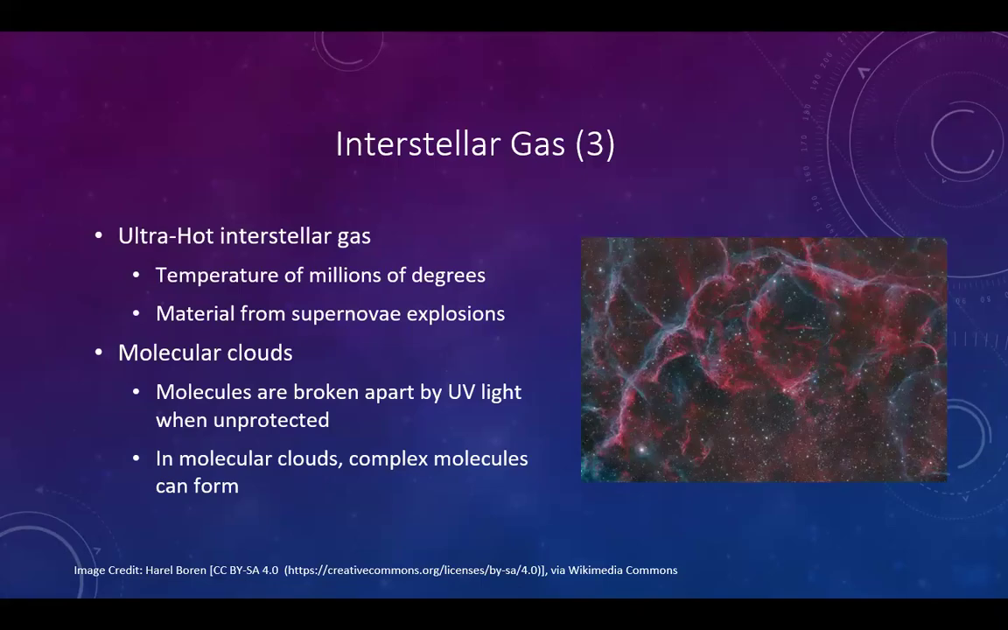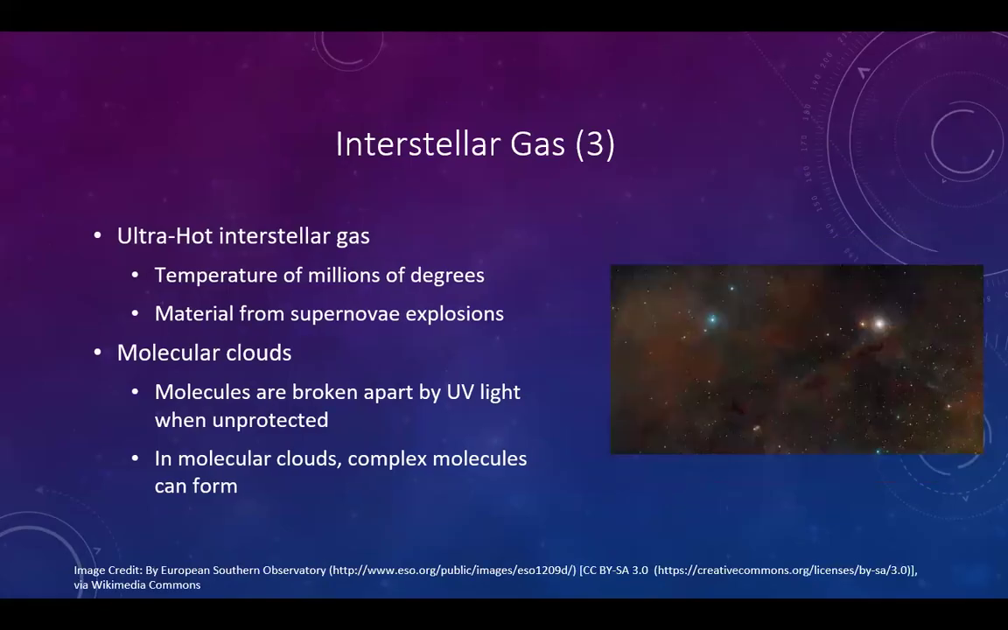So you can also have ultra hot interstellar gas, temperatures in millions of degrees. This is leftover material from supernova explosions that has been thrown out into space. And lastly, there are molecular clouds. Molecules get broken apart by UV light if there isn't anything to protect them. But in molecular clouds, there's enough gas and dust to block the UV light, leading to complex molecules forming.